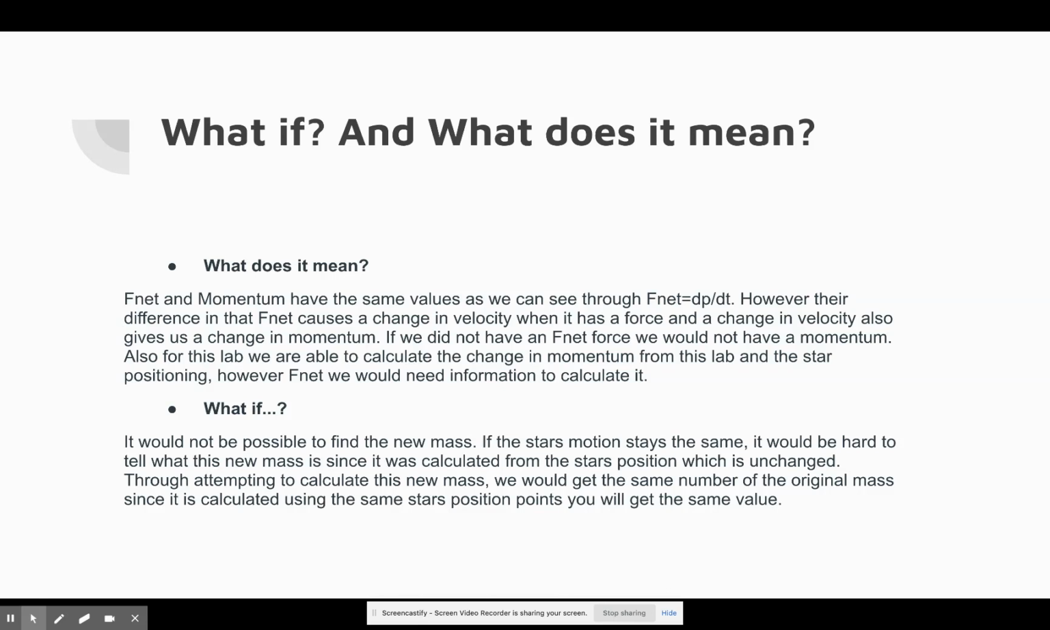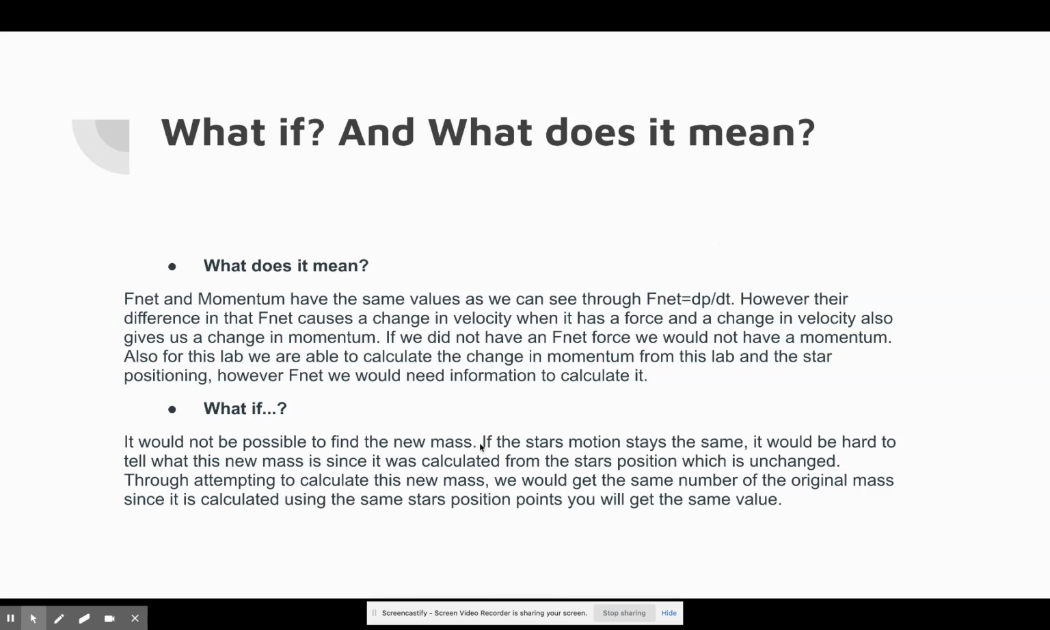So in this lab, we were unable to get our net force without the mass. So we used our dP dt to first get our F net value in order to then calculate mass. So these do end up being the same values in the lab. However, we are unable to calculate F net just by itself without using dP dt instead.